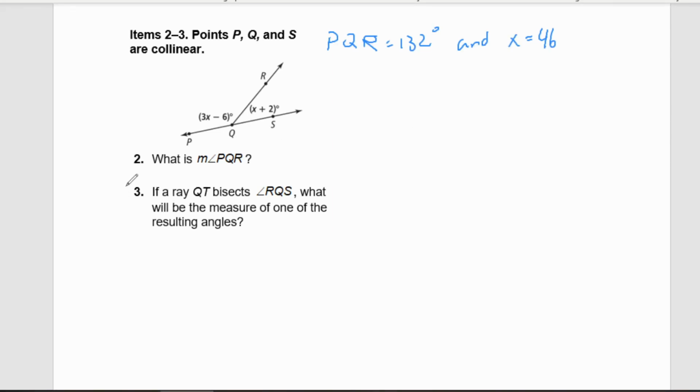So now we're going to go to question 3 that has us adding a ray QT that bisects RQS. That's a lot of stuff happening there really quickly. So I'm going to grab my line tool really quick, and we're going to talk about a ray has a defined starting point, but it continues in one direction forever. And we do rays the same way that we look at any other line segment. It starts at Q and it moves on to T. Now bisects means it cuts it in half evenly. So evenly cuts something in half.